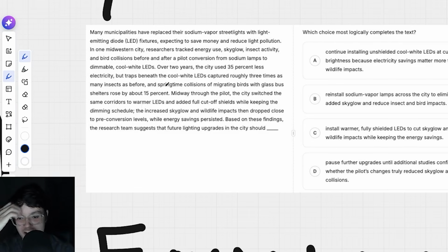Okay, so shields, I assume that probably is saying something along the lines of providing protection, like providing a barrier that maybe stops the insects and the birds from getting into it. "The increased sky glow and wildlife impacts then dropped close to pre-conversion levels while energy savings persisted." Okay, so now it's saying that all the bad stuff that was happening to the birds and the insects, and the pollution, dropped again, but they also got to save their energy, their electricity. "Based on the findings, the research team suggests that future lighting upgrades in the city should blank."